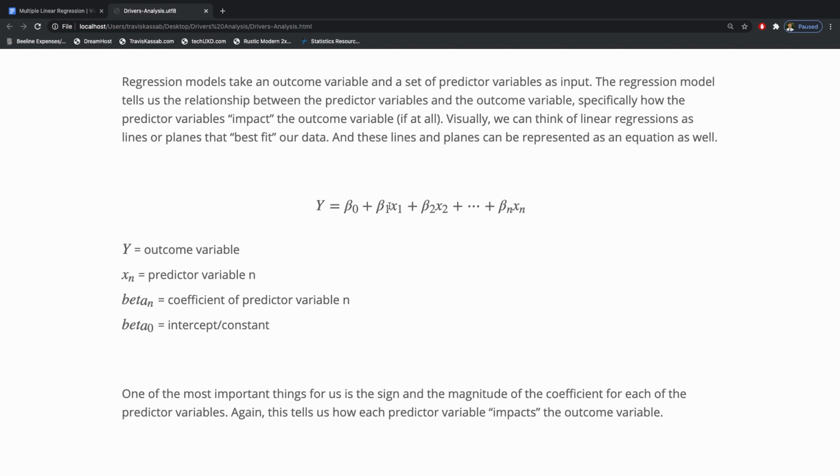So these betas are ultimately what we're going to be interested in, because as you can see, the larger the beta, the larger the multiplier of the predictor variable. And so comparing the magnitude of the betas will tell us the relative importance of the predictor variables in determining the outcome variable, which is overall app satisfaction.